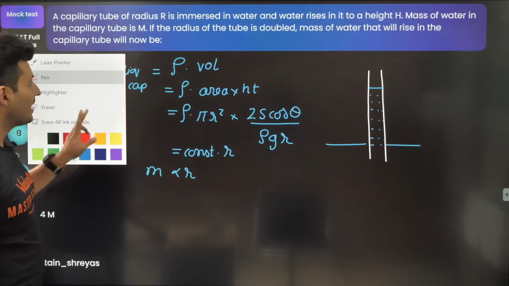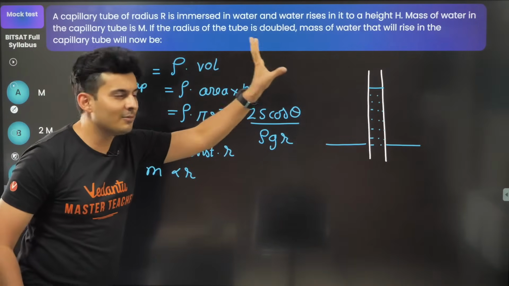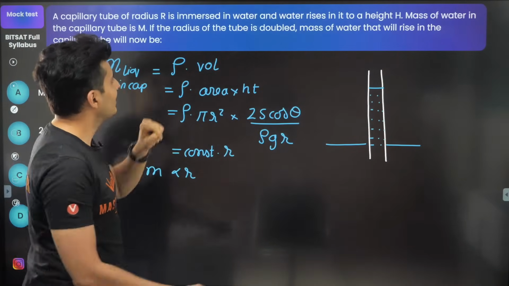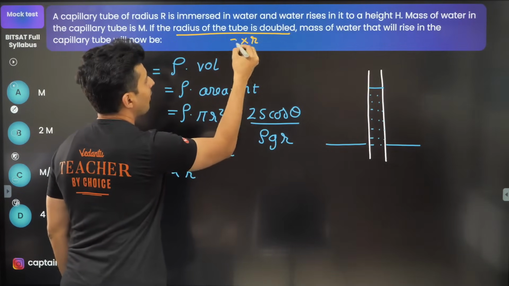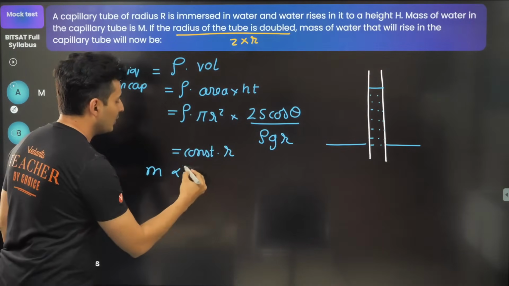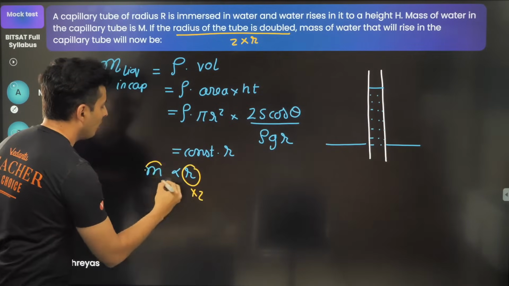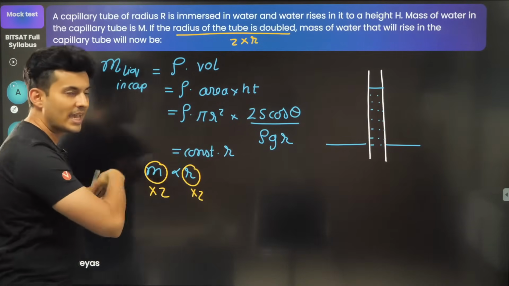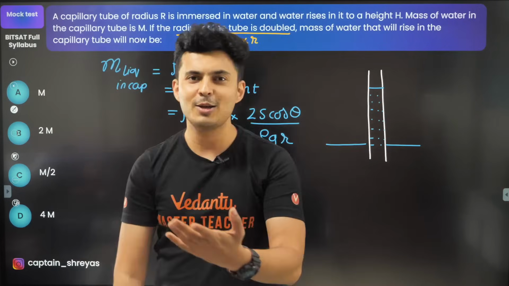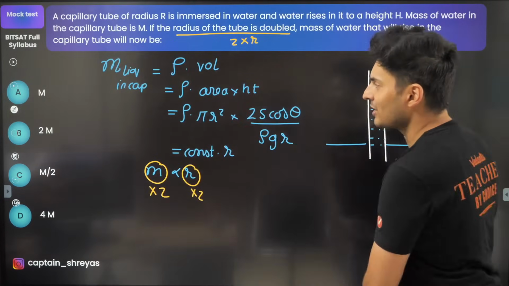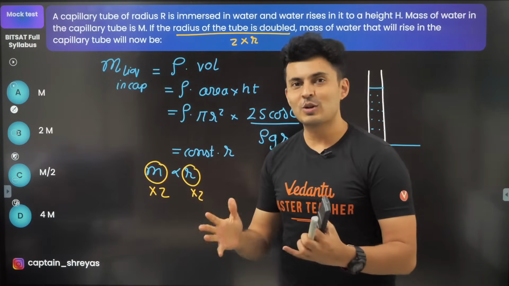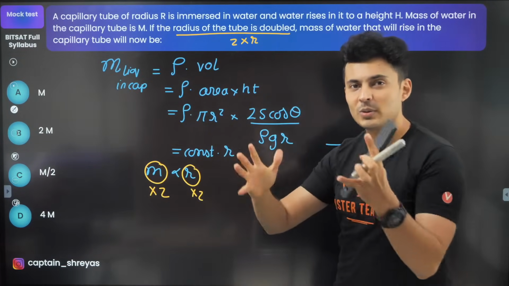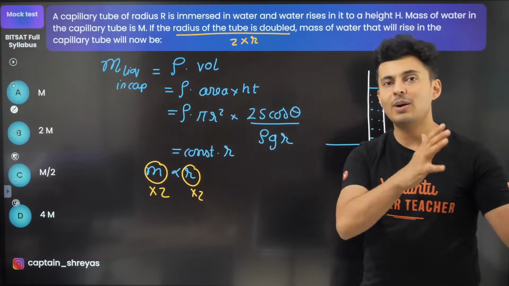Now read the question carefully. You will get the answer within few seconds. If the radius of the tube is doubled, so the radius of the tube has been doubled. So if you double the radius, obviously the mass will also get doubled because it is directly proportional to r. So the crux of the problem was, like you can see, option B is correct. Yes, the crux of the problem was to find out how is mass affected by radius.